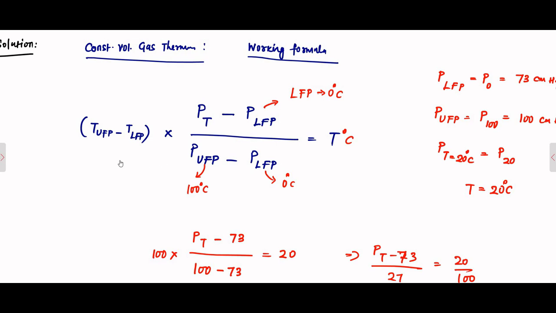So this is the working formula. Just add this part which I missed previously, the difference between the upper fixed point temperature and the lower fixed point temperature. Okay, so this is the thing.